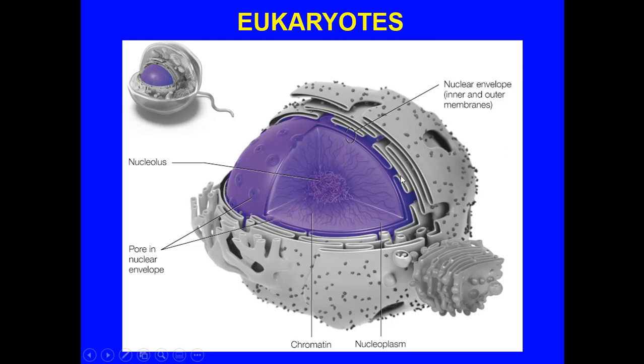Here you see the nucleus. You see the nucleolus here, some of the loosely wound chromatin fibers. You have the liquid nucleoplasm here. You have the double membrane of the nuclear envelope, and you have the nuclear pores here, here, here, etc.